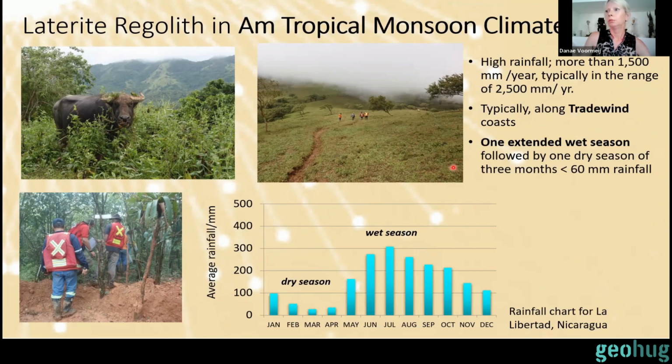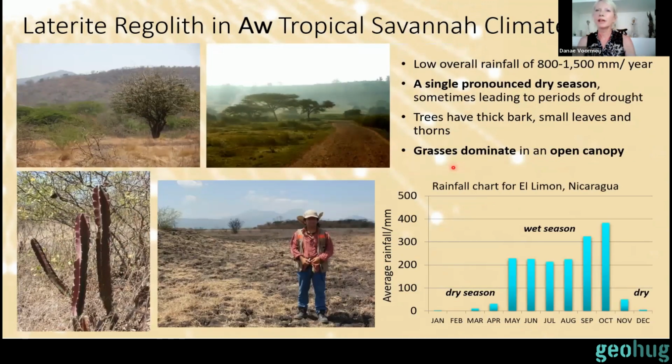And moving on to tropical savanna. So tropical savanna is the driest, of course, of the three, has a lot less rain and has a very pronounced dry season. So here you can see you can have periods of drought. And grasses dominate, trees have really small leaves, a lot of sun reaches the ground, and plants have thorns and such. And so those are the three tropical climates.